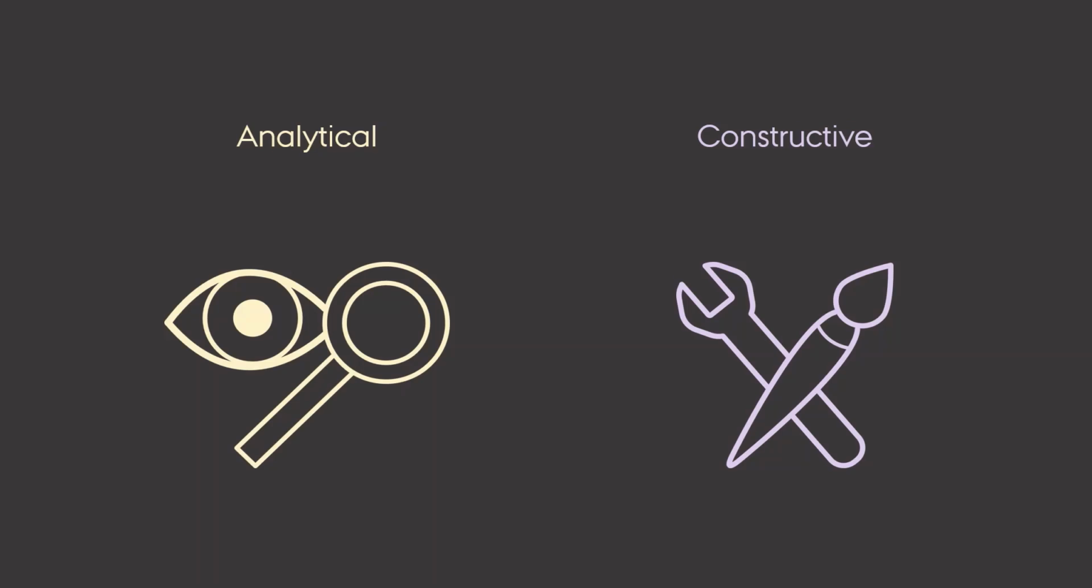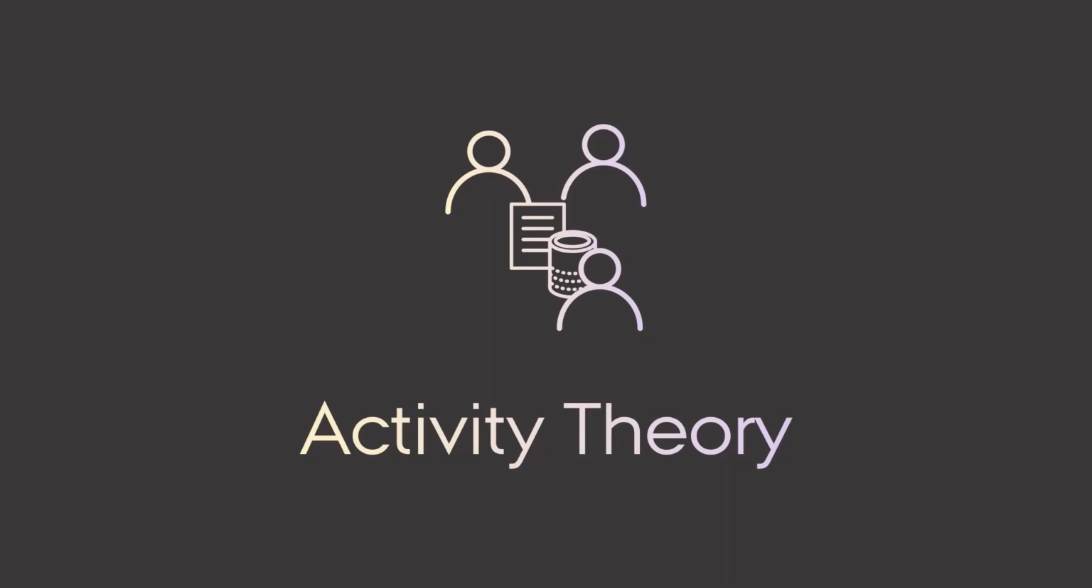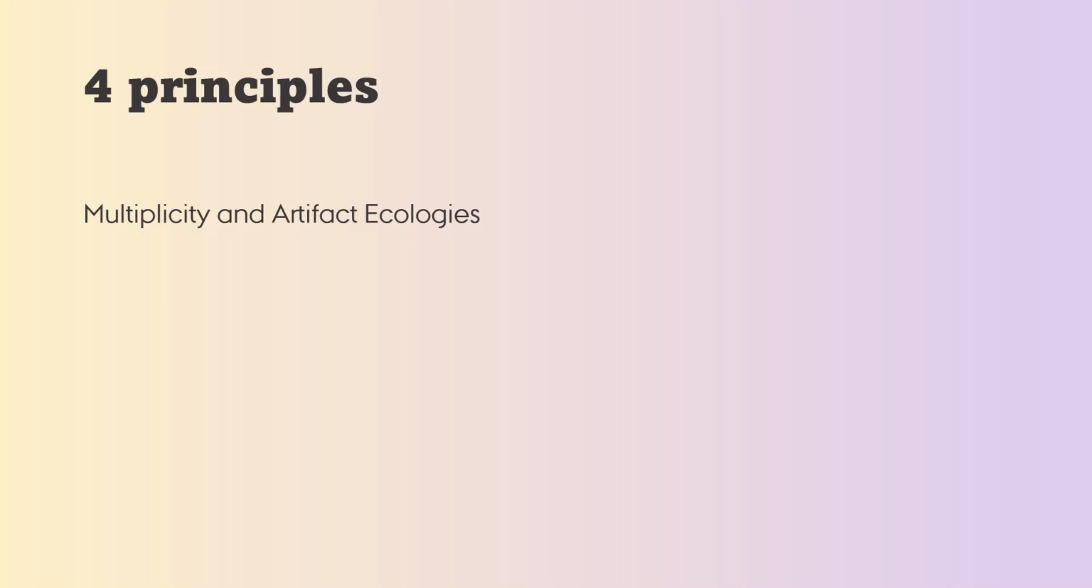In order to understand both how to leverage existing traces and how to design new interactions with them, we applied two lenses to our case studies, an analytical lens and a constructive lens. We applied these two lenses across four principles from activity theory, a psychological theory that describes how artifacts mediate human activity and collaboration. We developed a set of questions under each principle that may help us and others analyze and design for collaborative situations. One of these principles is multiplicity and artifact ecologies, and it captures some of the challenges I outlined in the first example.